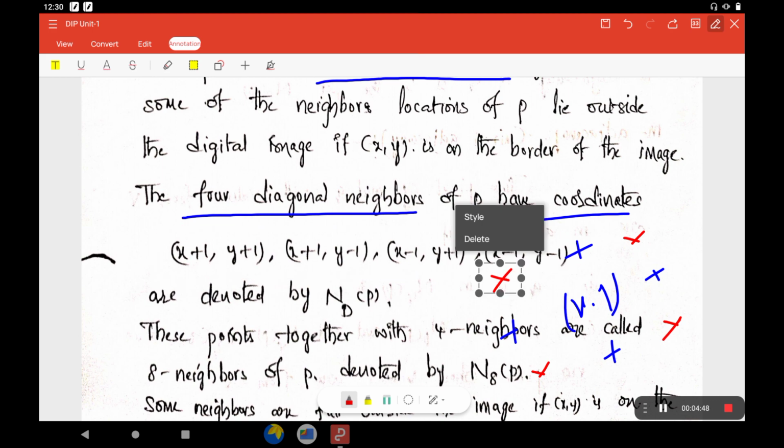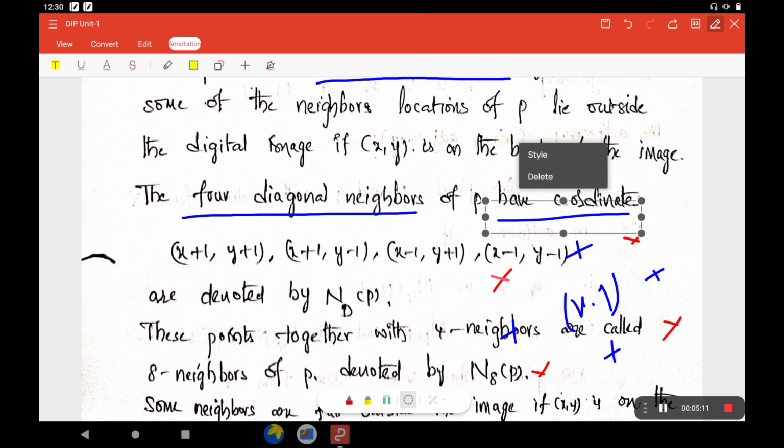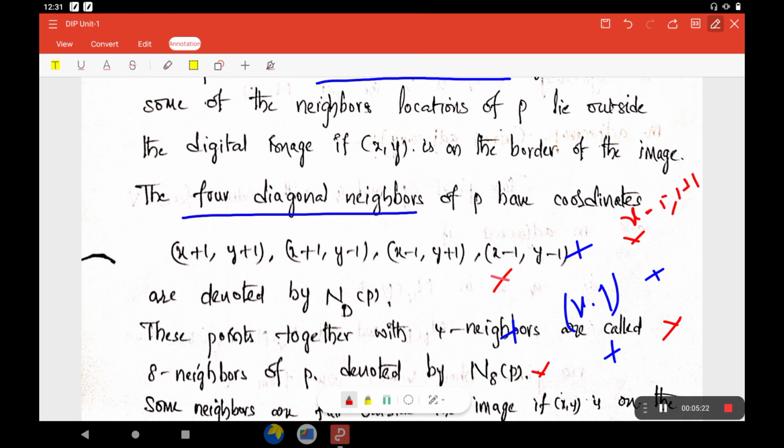Okay, diagonal pixels of the corresponding pixel. So how can I represent this one? This pixel is a diagonal, right? This is a row before this one, therefore x minus 1, but the column is incremented: x minus 1 comma y plus 1.